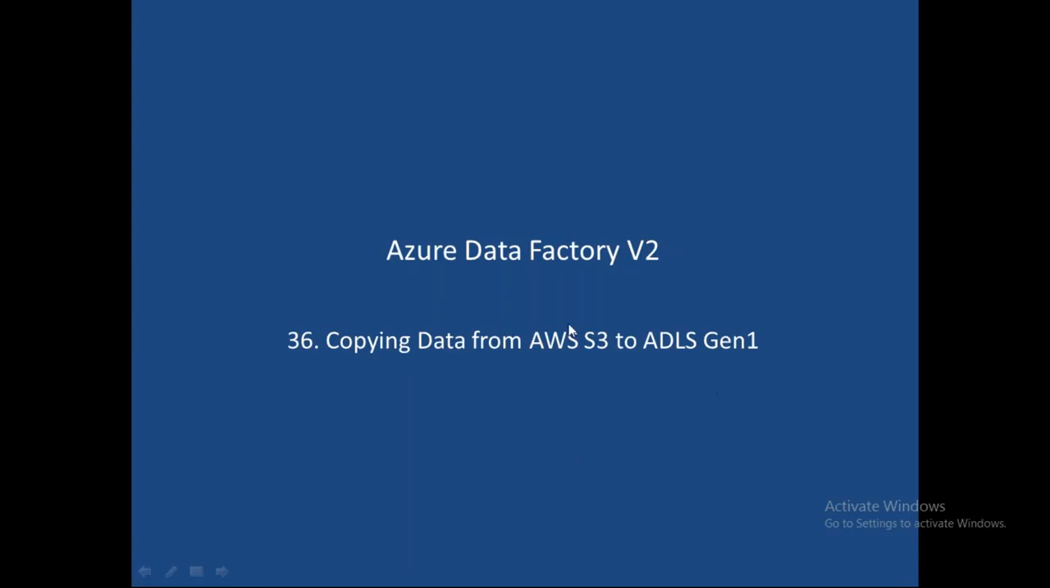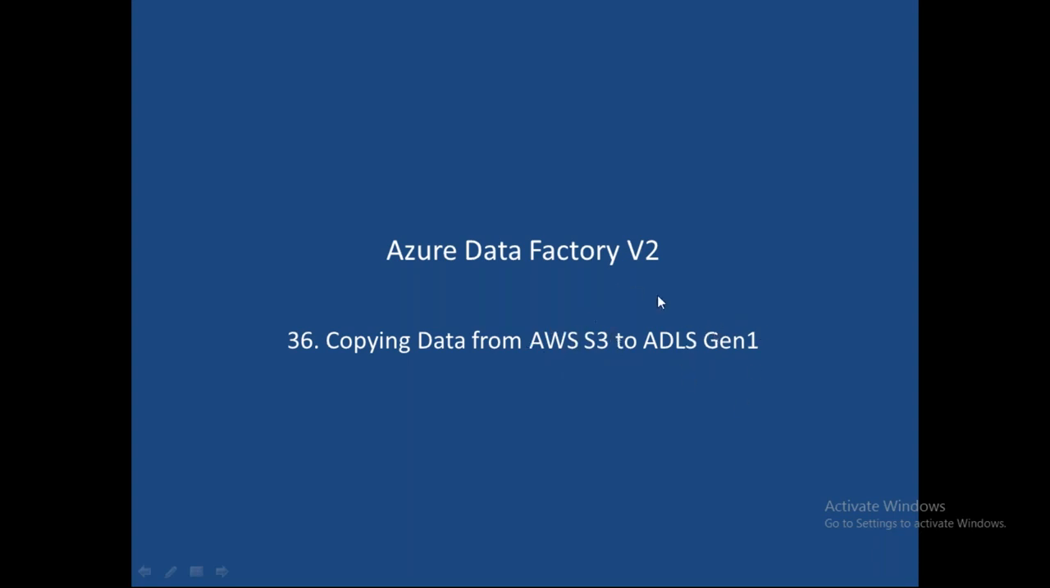So today we are going to see how we can copy data from AWS S3. It's a completely another cloud provider. It's AWS. This is Azure Data Lake Storage, which means Microsoft. Here we have a Microsoft cloud, and here we have an AWS cloud. So now I am trying to move data from AWS S3 to Azure Data Lake Storage.